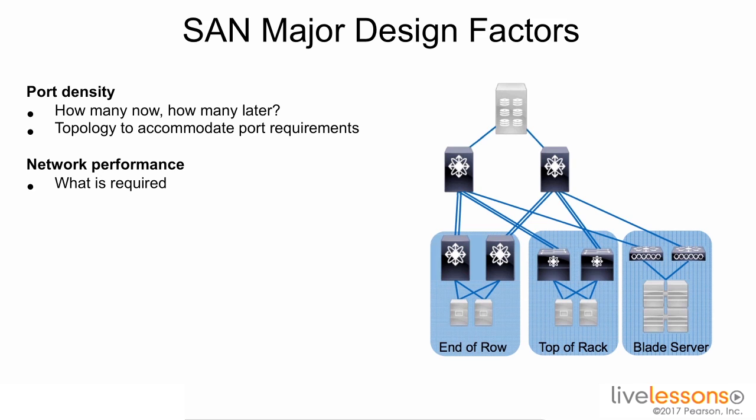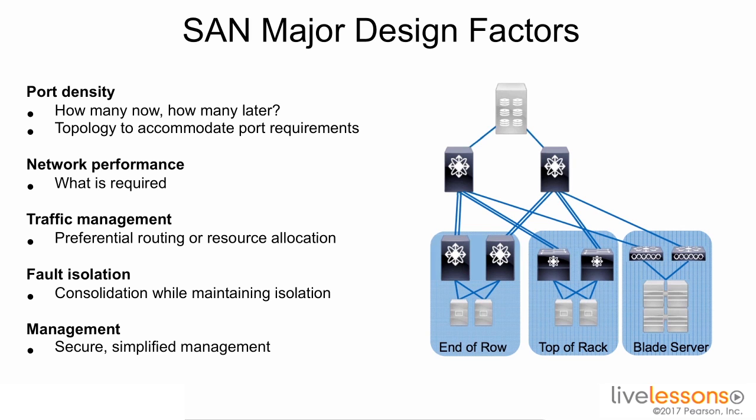I also need to know what is required from my network as far as performance. If there's anything that I need to do in regards to traffic management, for instance, applying a quality of service level to a certain application, or letting a certain application use a faster path and a less critical application use a slower path, I need to know that for my traffic management. We already talked about fault isolation, but we also need to talk about management, how we secure and possibly simplify management in our different designs.